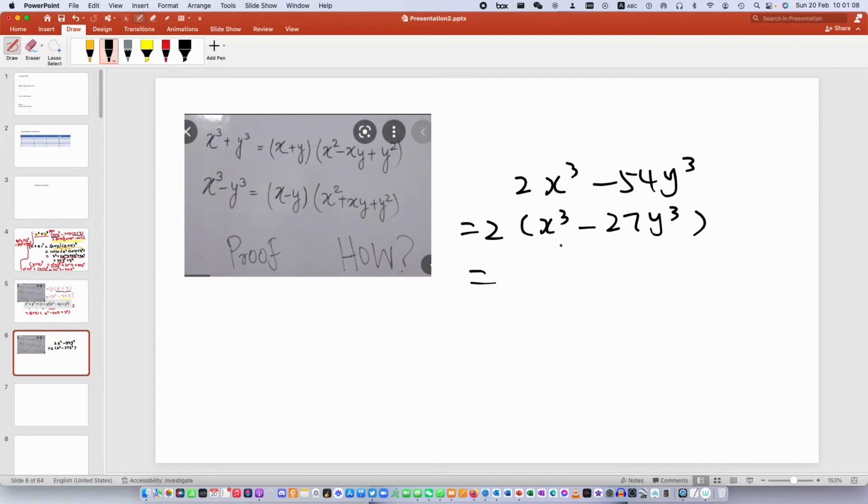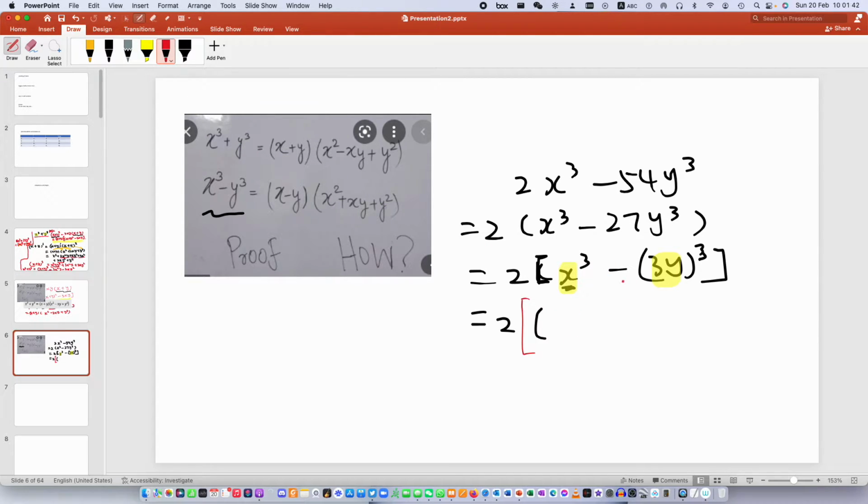So the next step is to get this into the cube format. It's still not cube format yet: x cubed minus (3y) cubed. Okay? Then now you have it already. So can you see that you can employ this? You replace your x with x, and you replace your y with 3y. So what you remember is x cubed minus y cubed is x minus y first for the first bracket, but in this case it's 3y, right?